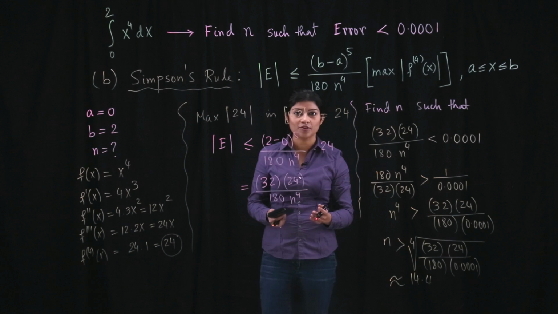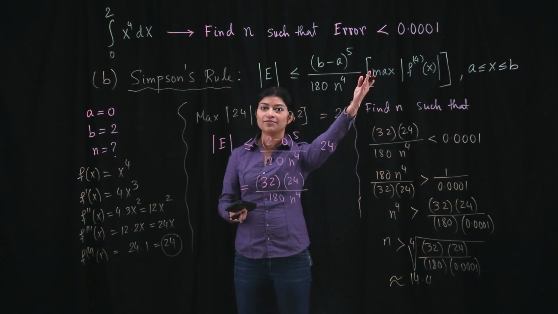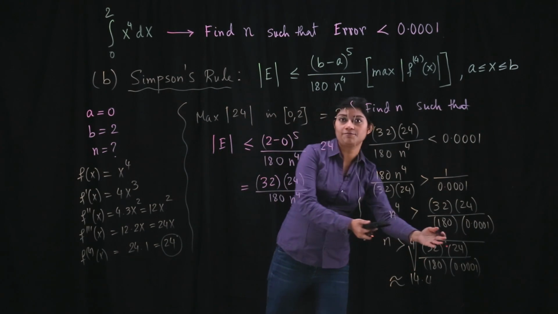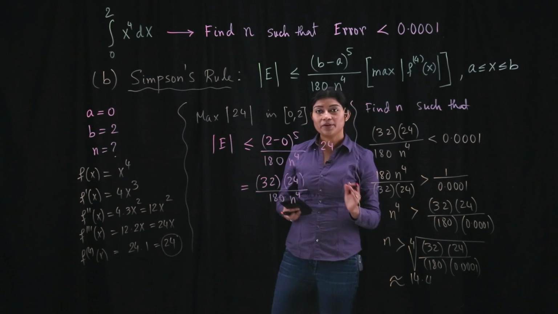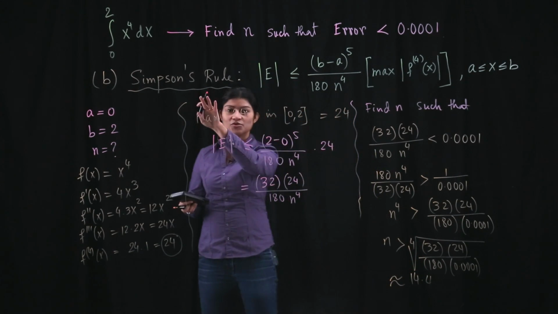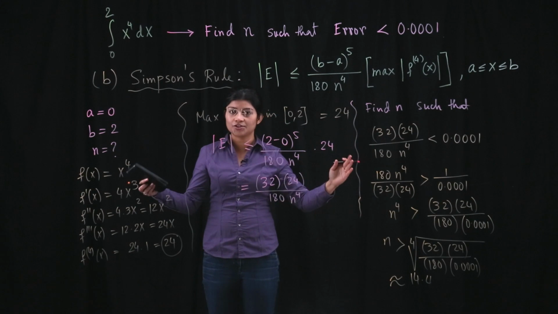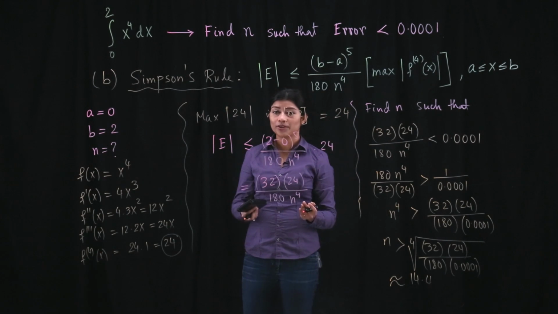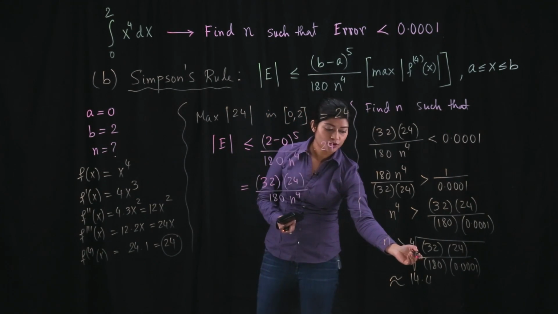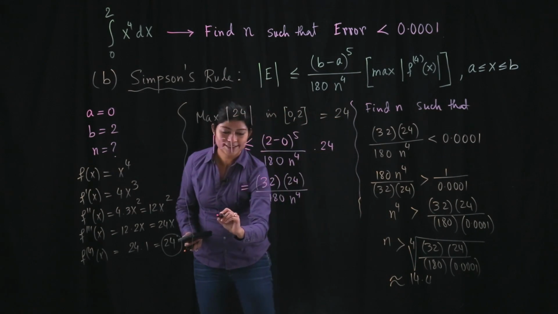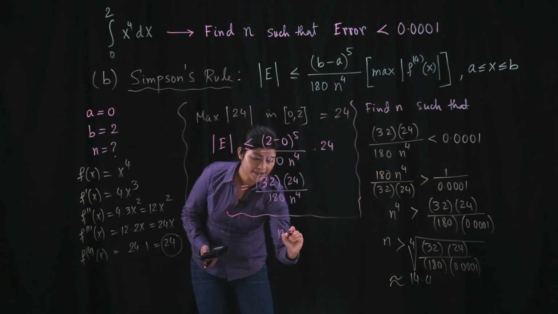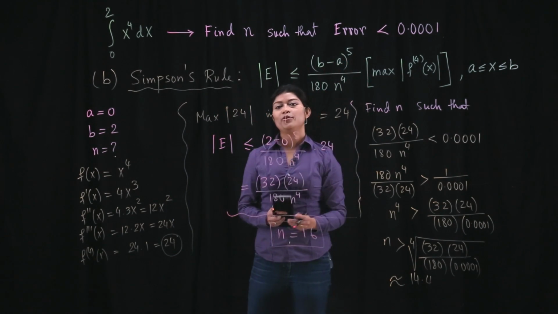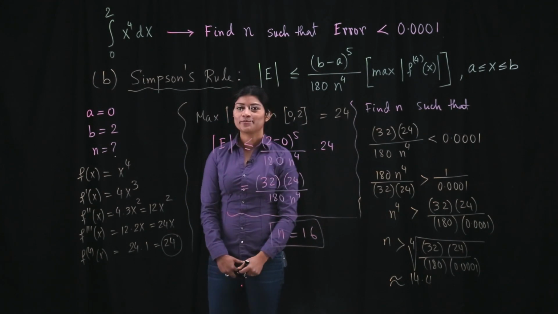So what is the value of n? What is the minimum n that will give us that result? Well, it's a whole number, right? So what is the first whole number? 15. But here you have to be careful. This is Simpson's rule. In Simpson's rule, we divide the interval into an even number of subintervals. So n is an even number. So what is the first even number that's greater than 14.4? It's 16. So the answer is n has to be at least 16 for the error to be less than 0.0001. That completes the problem. Thank you.